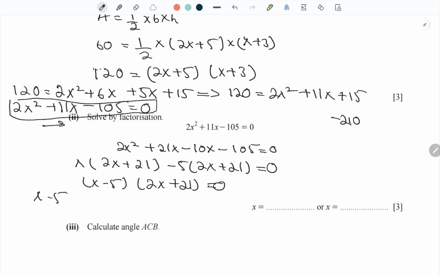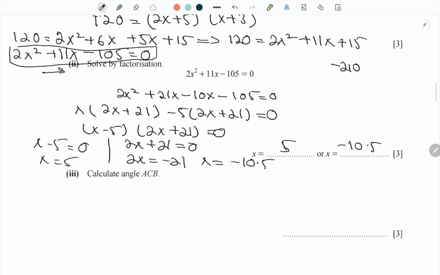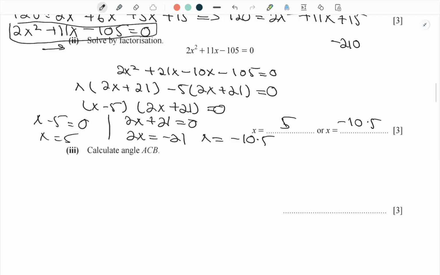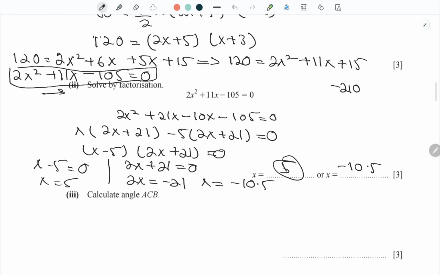So x minus 5 equals 0, so x equals 5, right? And 2x plus 21 equals 0, so we get 2x equals negative 21, and x equals negative 21 over 2, that is negative 10.5. So the first value is 5 and the second value is negative 10.5. Okay, so this one is clear. Now we know that since this is a positive one, we just select this one, right?